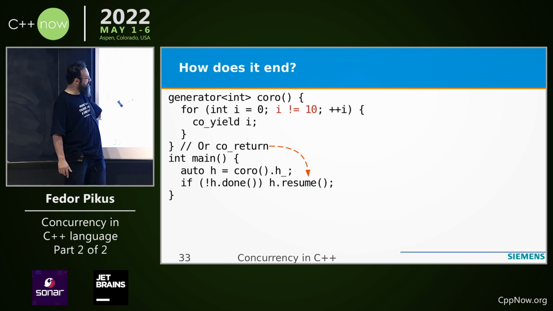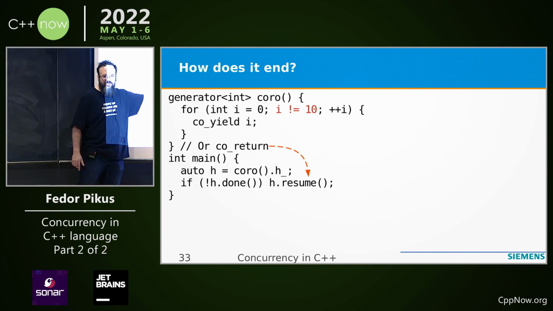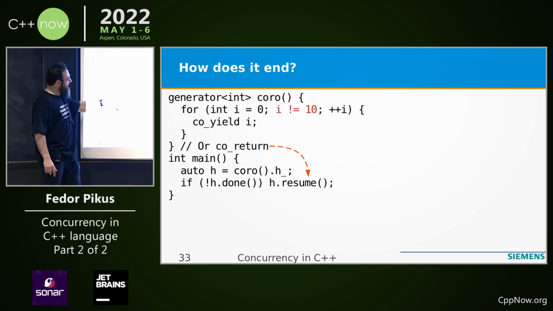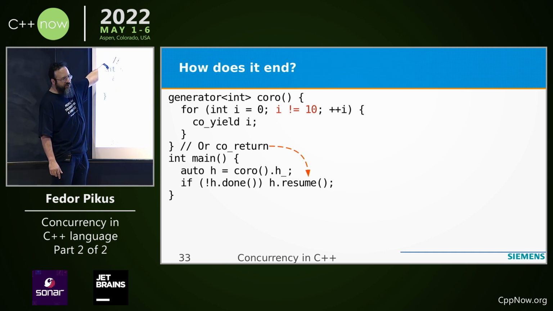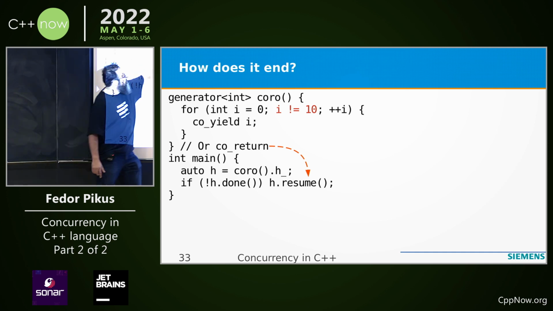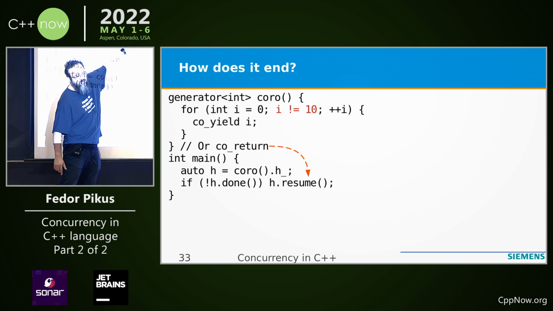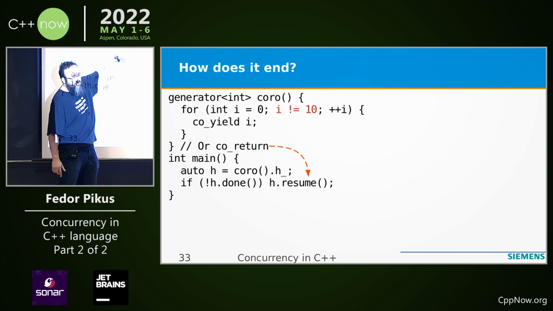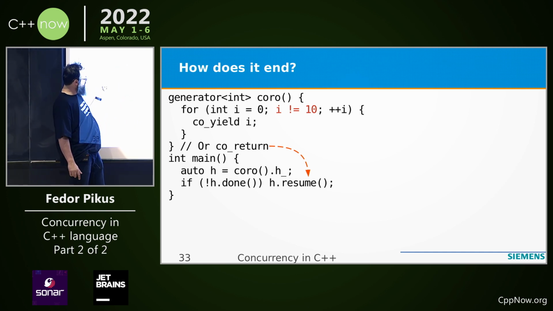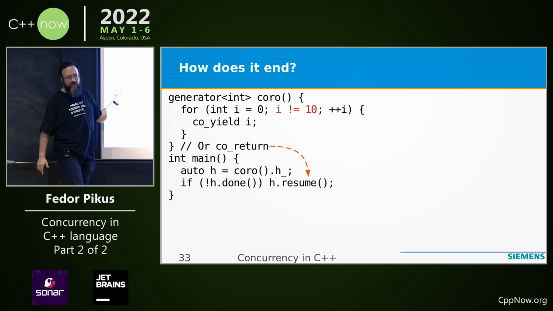How do you know that you can't resume it? There is this done flag on the handle, which will be set, and then you know that you shouldn't call resume. That's UB. If it never returns, like if you remove this part and make it an infinite loop, then you just delete the handle when you're done with it.